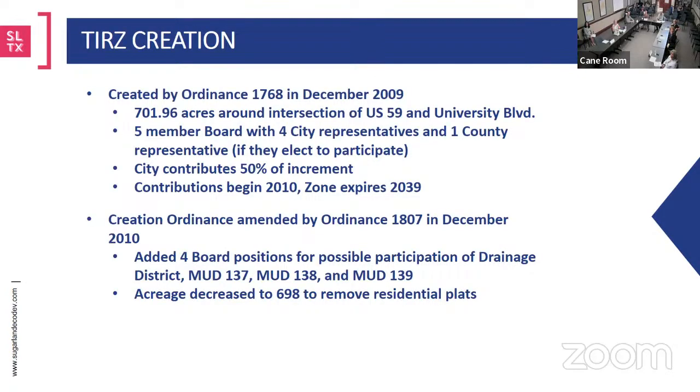Okay, so the creation. The zone was created in December 2009 through Ordinance 1768. It established a 701 acre zone with a 5-member board. At that time, the city was the only participant and agreed to participate 50% of the increment generated by property taxes. Contributions were to begin in 2010 and continue through the zone's expiration in 2039. Then in December 2010, by Ordinance 1807, they added 4 board positions for the possible participation of the Drainage District and then MUDs 137, 138, and 139. The amendment also reduced the acreage to 698 by removing some residential plots.